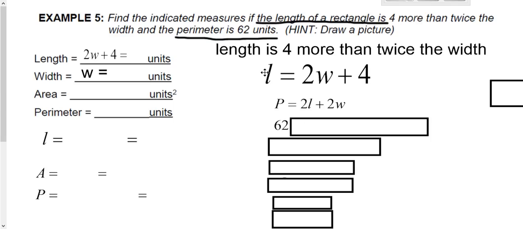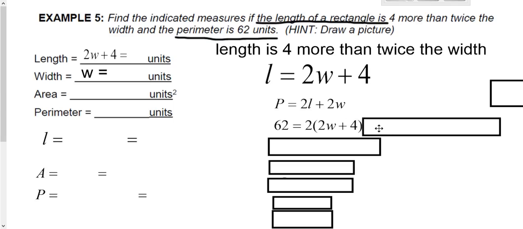The perimeter, which they told us is 62, equals 2 times the length. And remember, our length is 2w plus 4, so we put that in parentheses. It looks like that. Plus 2 times the width. What are we using for width? Still just w. So here's our equation. We're going to be able to solve it for w and figure out the width, and then substitute it in here in this expression and figure out the length, and then we'll be able to get our area and perimeter.